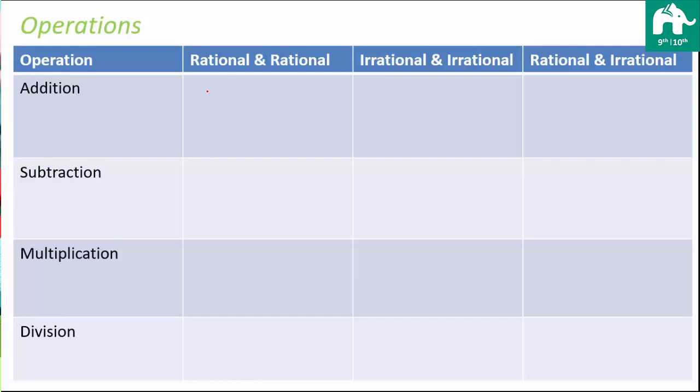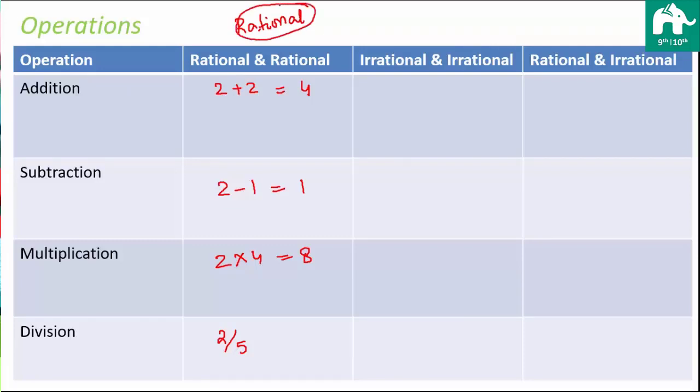So let's try with some examples. Let us suppose 2 plus 2, two rational numbers. When you add them, what do you get? You get 4, which is again a rational number. If we talk about subtraction, let us suppose 2 minus 1, you get 1, which is a rational number. Talk about multiplication, 2 into 4, you get 8, which is a rational number. Divide, 2 divided by 5, which is a rational number. So we see that when we perform all these operations between two rational numbers, the output is always rational.